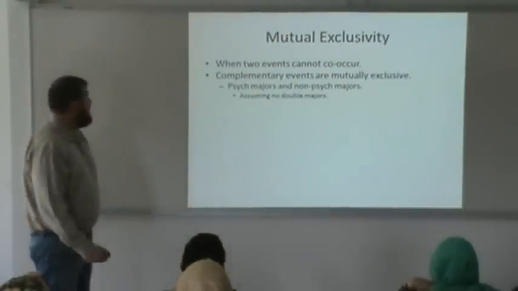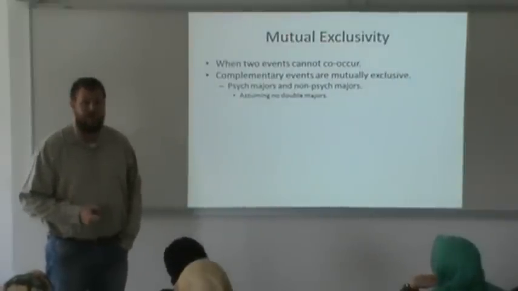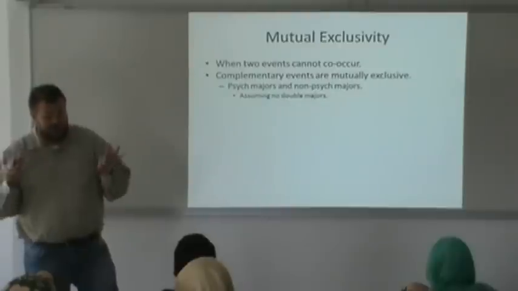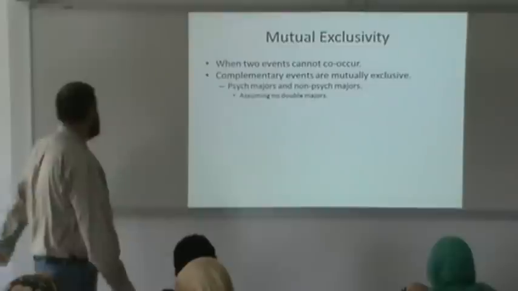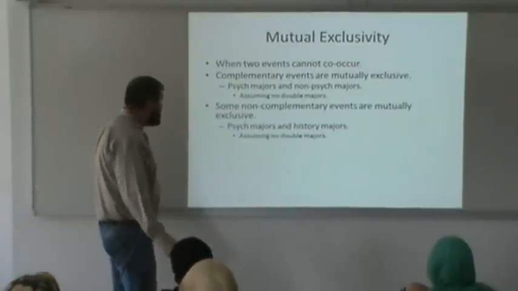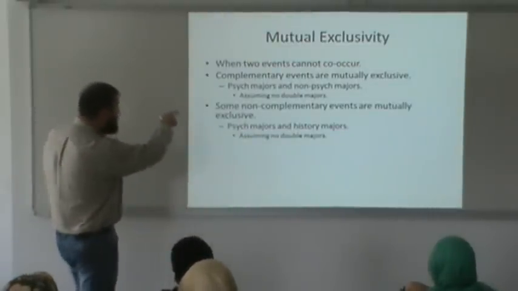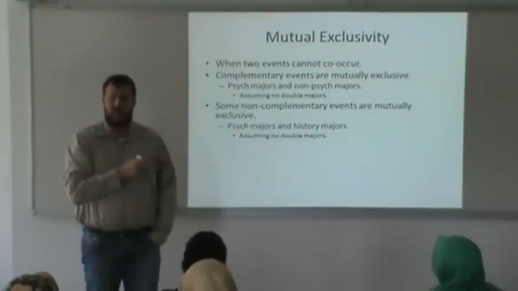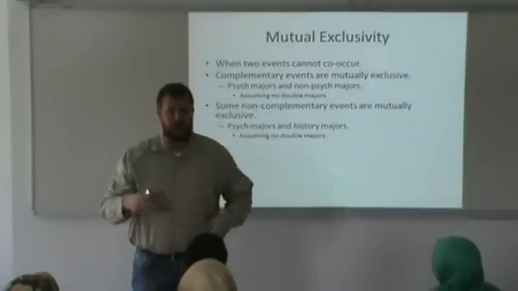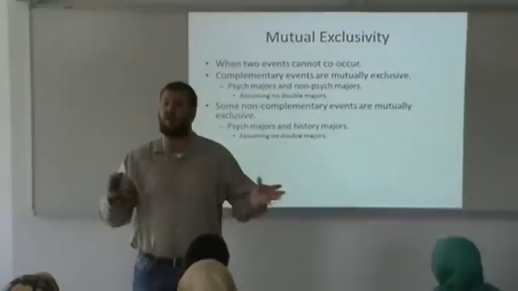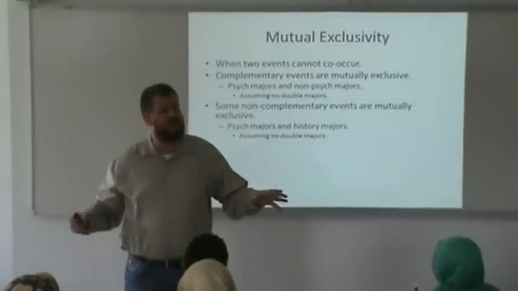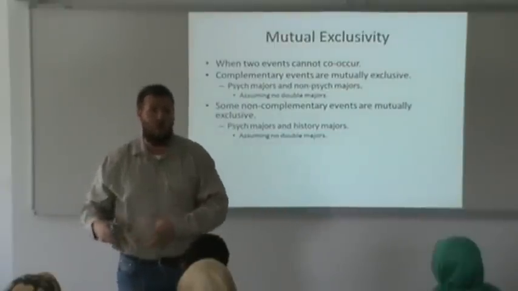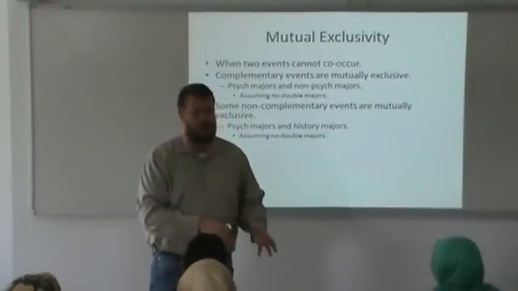So complementary events are mutually exclusive. You can't have a psych major and a not psych major if we assume that there's no double major, right? Some complementary events are mutually exclusive, and some non-complementary events are mutually exclusive. So psych majors and history majors, we said these are not complementary. Together, the psych majors and the history majors don't make up all of the majors. But if we assume that you can't double major, they are mutually exclusive, right? You're either a psych major or you're a history major. You're not both.